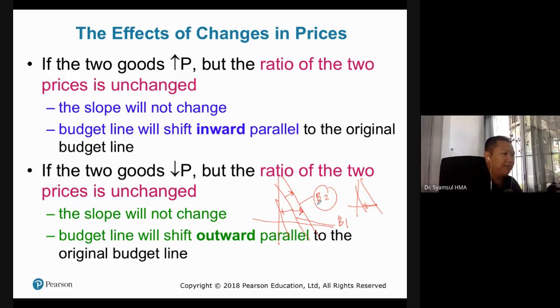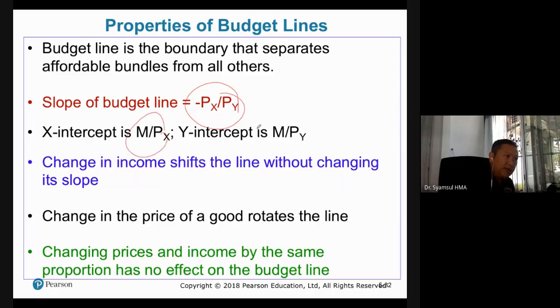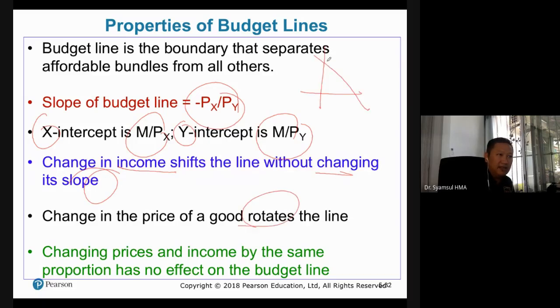Right. Okay. Now, the budget line is the boundary that separates affordable bundles from all others. Slope of the budget line, right? The X-intercept is income divided by the price of X, and for Y, income divided by the price of Y. So a change in income shifts the line without changing the slope, right? A change in the price rotates the line. Understand? It's like this. Price like this, but income like this, and then it goes like this.